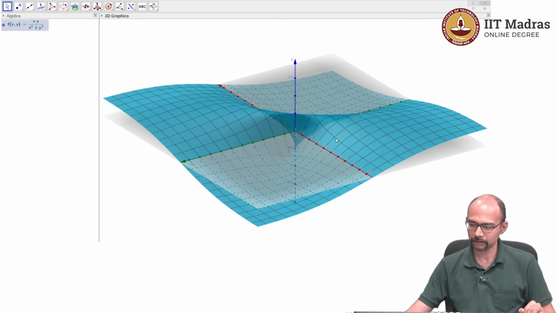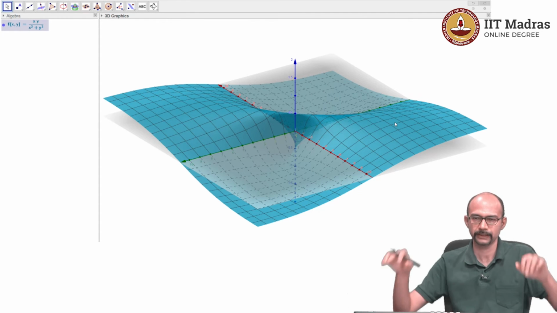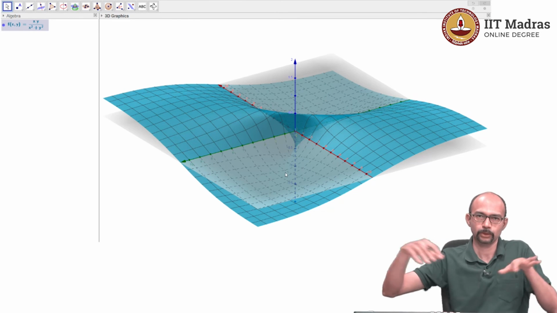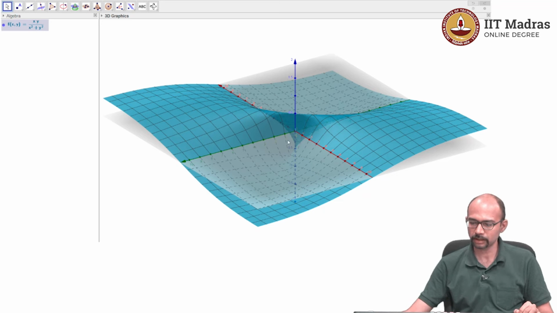But what is worth noticing is what happens around 0. If you look at this side and this side, it looks like you have hills, right? The function is like this, whereas if you have the other two sides, then the function is like you have troughs. Such a phenomenon is very interesting, and we will try to detect such phenomena as we go ahead.